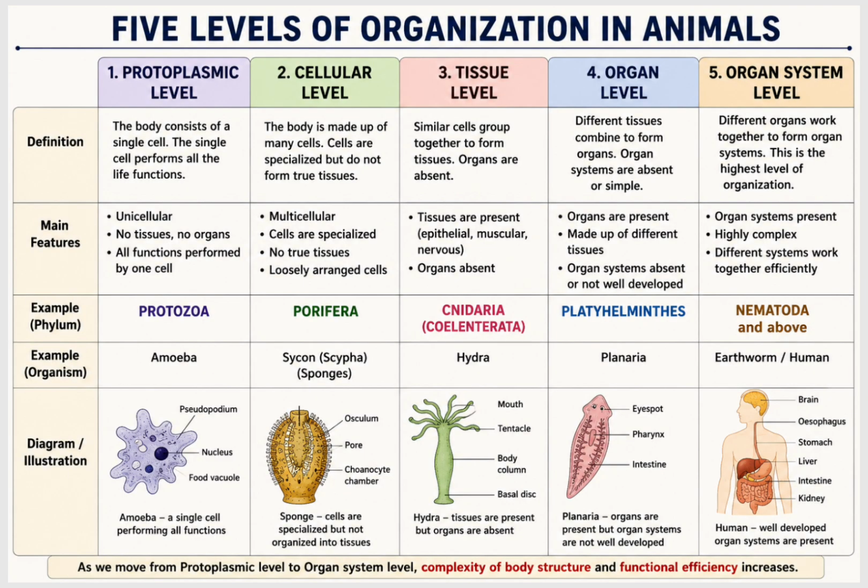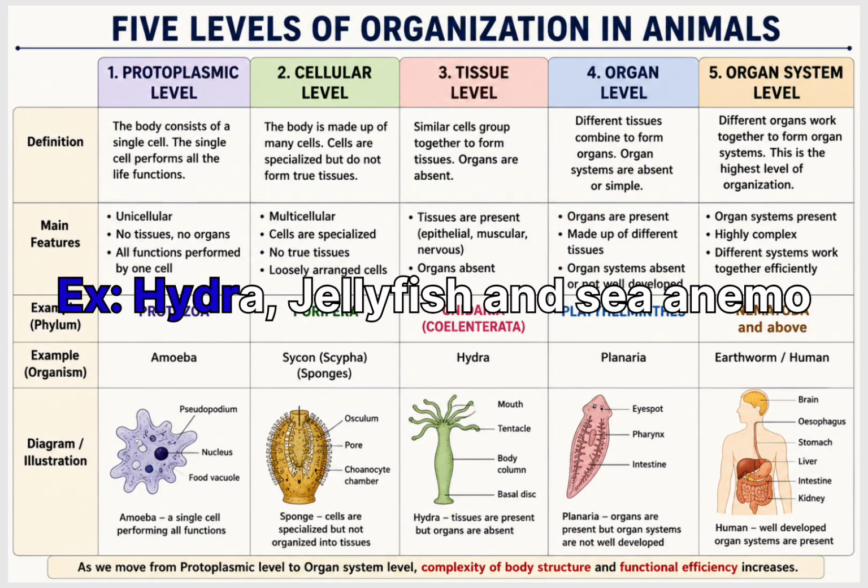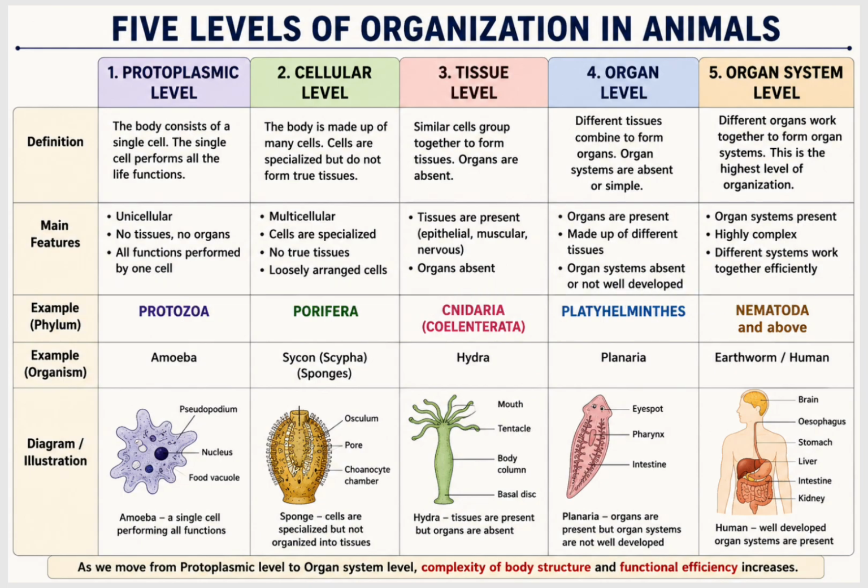Now come to the third one, the tissue level of organization. As evolution progressed further, cells started grouping together and similar cells perform the same function, forming a tissue. So the phylum Cnidaria shows tissue level of organization. For example, hydra, jellyfish, sea anemone, etc. These animals possess epithelial tissue, muscle tissue and nerve tissues. However, organs are absent here.